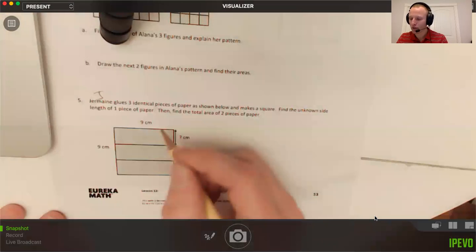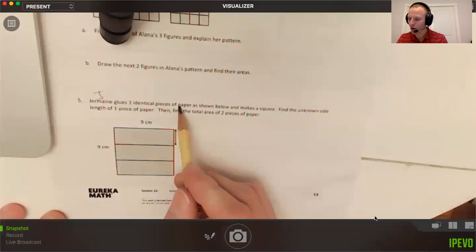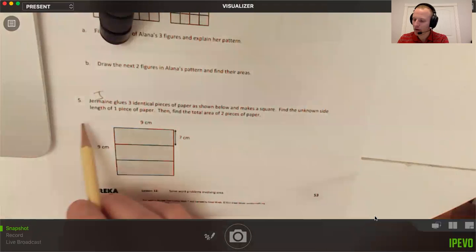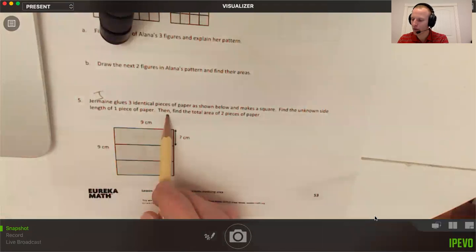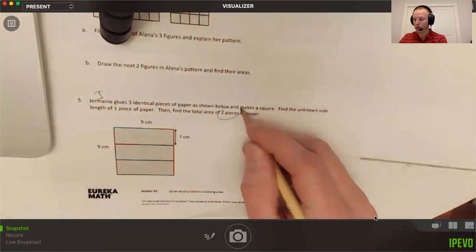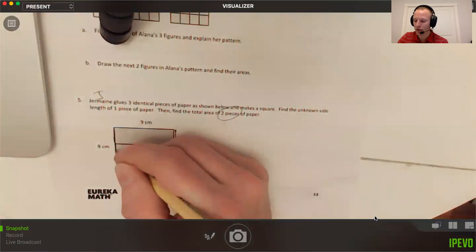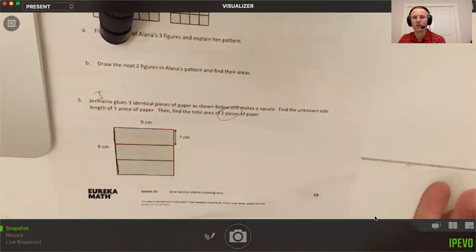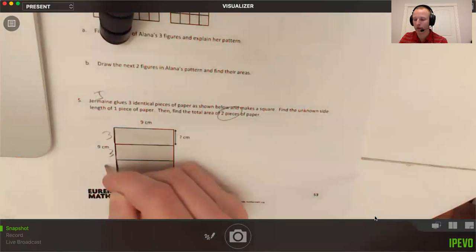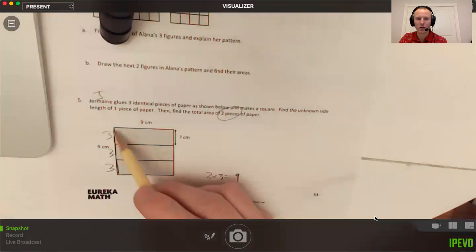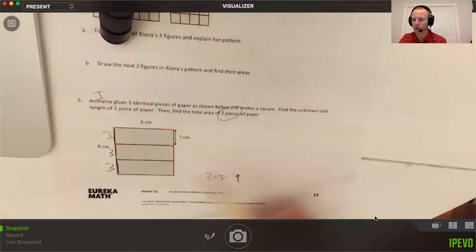J uses 3 identical pieces of paper as shown below to make squares. Sometimes you get papers in this situation. Sometimes you get posters or other things. Find the unknown side length of one piece of paper, then find the total area of the two pieces of paper. So, okay, this is 9 times 9. These are equal. Each of these three sides are equal. So what are three things that either multiply or add together to get to 9? Well, it's 3, 3, 3, because we know that 3 times 3 equals 9. So three side lengths at 3 centimeters each adds up to 9 centimeters.